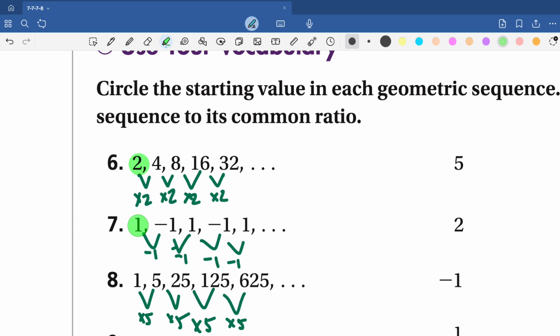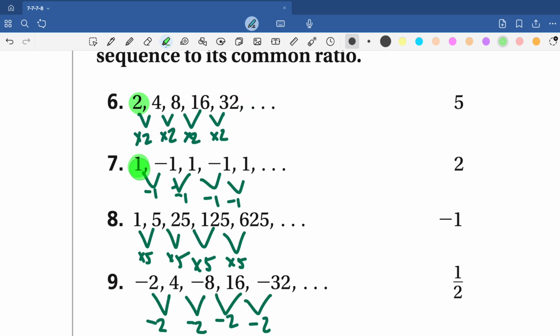For number 7, the first term is 1. The common ratio is -1, because 1 times -1 is -1, -1 times -1 is 1, 1 times -1 is -1, and so on and so forth. Your first term for number 8 is 1, and your common ratio is 5. Each term is being multiplied by 5. 1 times 5 is 5, 5 times 5 is 25, and so on and so forth.